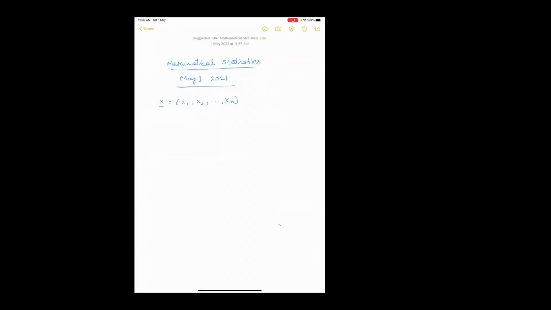So we have X1, X2, ..., Xn from IID random variables from some distribution with some probability function f(x; theta). If X is continuous, then it will be a PDF, a probability density function. If X is discrete, then it will be a PMF, probability mass function.